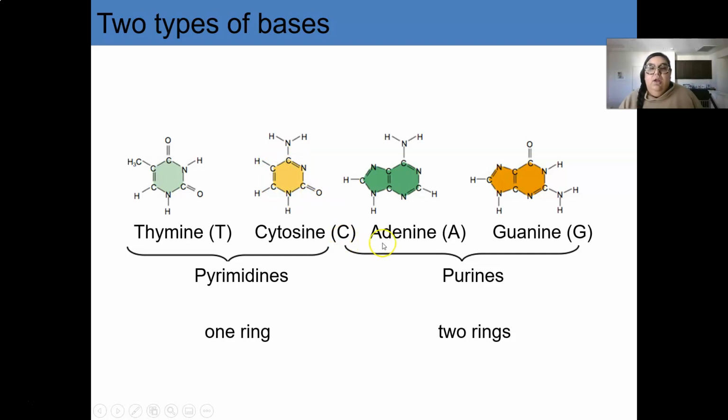Purines, adenine and guanine, have two rings. So there's a ring here and a ring here, and guanine has a ring here and a ring here. So purines, two rings. Pyrimidines, one ring. So thymine, T and C, pyrimidines. Adenine, A, and G, purines. And one way to remember this is a mnemonic: AG, pure as gold. Purines, pure as gold.